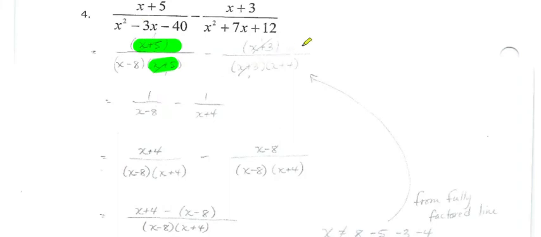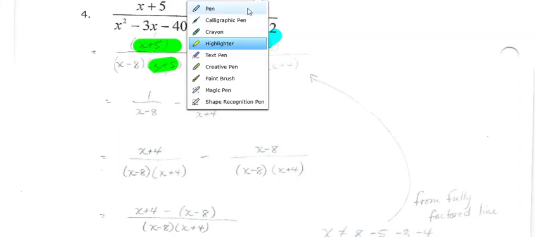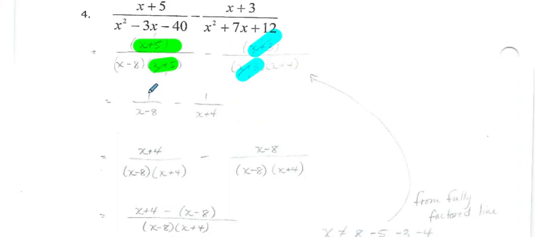Looking at this one, again, factoring this, two numbers that multiply to 12, add to 7, got to be 4 and 3, both the same sign, both positive. So x plus 3, x plus 4. Oh, and again, we're in luck. X plus 3 on the top cancels out with x plus 3 on the bottom, and you are left with 1 over x plus 4. So I have got 1 over x minus 8 minus 1 over x plus 4.